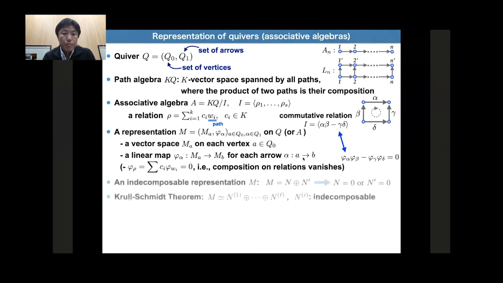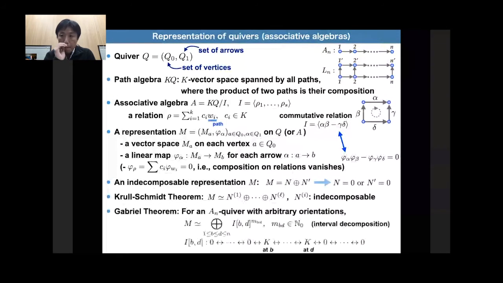Quick review. Then an indecomposable representation M is defined as usual. It means that if you have a direct sum decomposition, then one of the summands should be zero, as usual. And we also have the Krull-Schmidt property even in this setting.